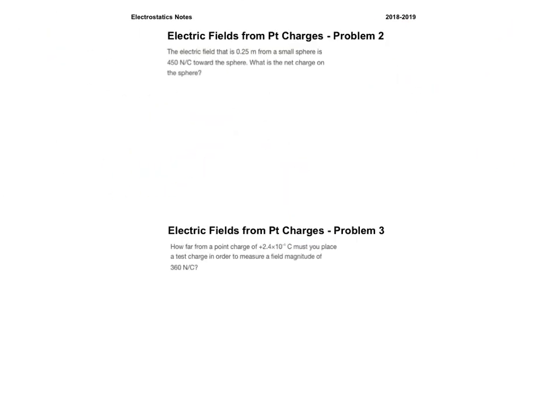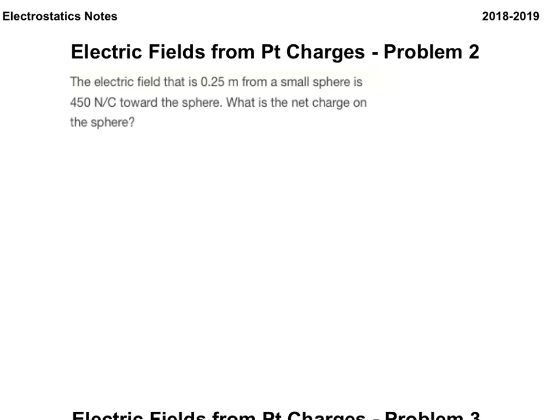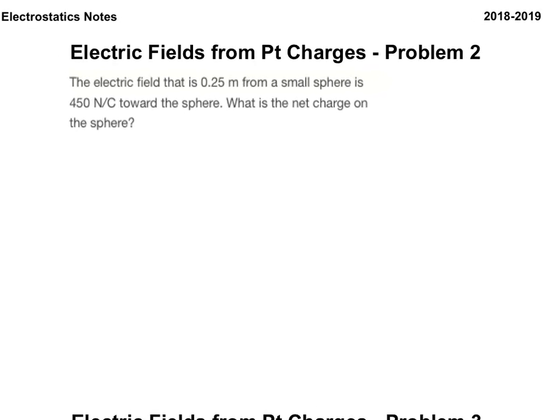All right. So let's see, we'll do another example. If we're thinking about the electric fields from point charges, the electric field that is 0.25 meters from a small sphere is 450 newtons per coulomb. What's the net charge on the sphere?